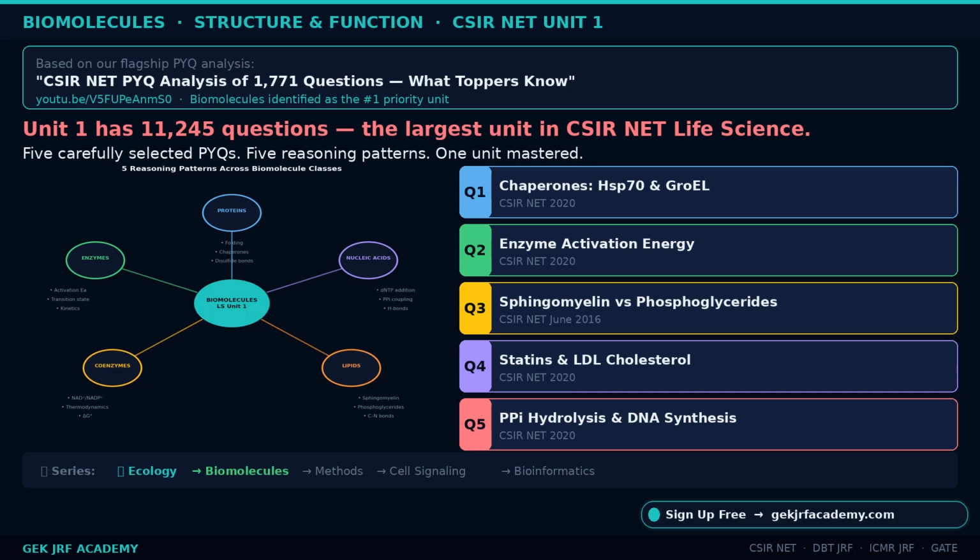In our analysis of 1,771 CSIR NET previous year questions, one unit stood far above all others in question count: Structure and Function of Biomolecules, with over 11,000 questions across all exam years. This is the single most important unit for CSIR NET Life Science preparation.